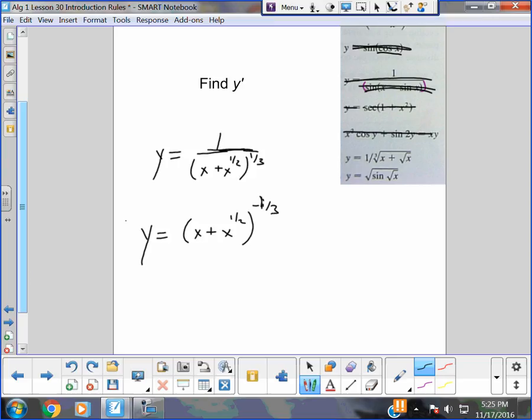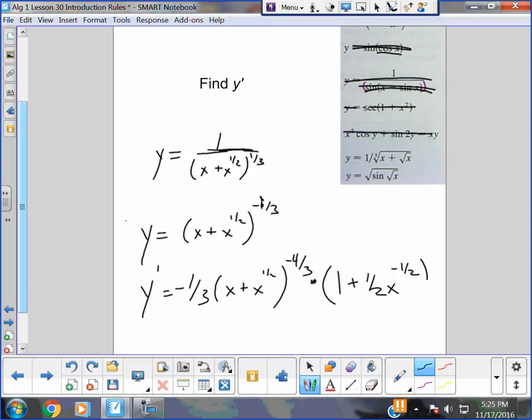So now the derivative is pretty easy. It's chain rule. Bring down the power. So y prime equals negative third. The inside stays the same. Reduced by 1 is negative 4/3, times the derivative of the inside. Derivative of the inside, derivative of x is 1. Derivative of x to the half is 1/2 x to the negative half.